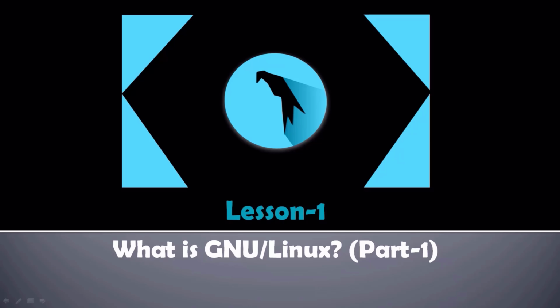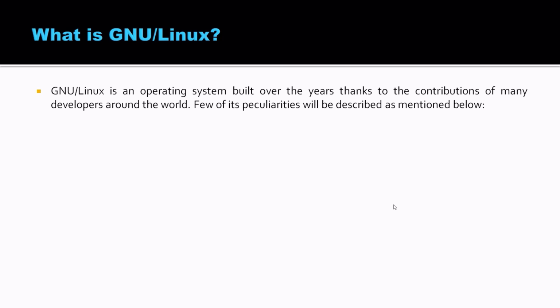Hello there, welcome to the Parrot Essential course, and in this video we're going to have a discussion on what is GNU-Linux. So let's get started. What is GNU-Linux? GNU-Linux is an operating system built over the years, thanks to the contributions of many developers around the world. A few of its peculiarities will be described here, such as free software. We've got the GNU project. We're going to discuss the Linux project, and then we're going to discuss GNU-Linux as well.